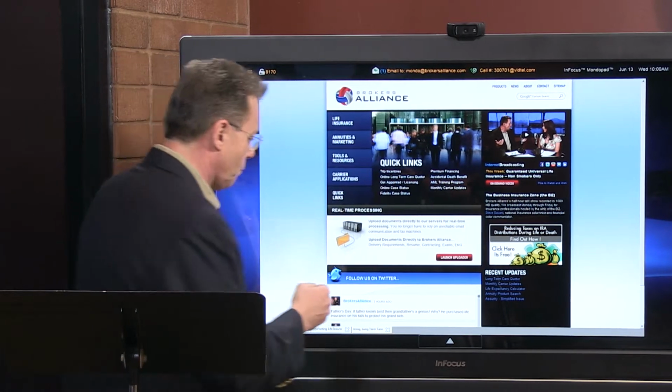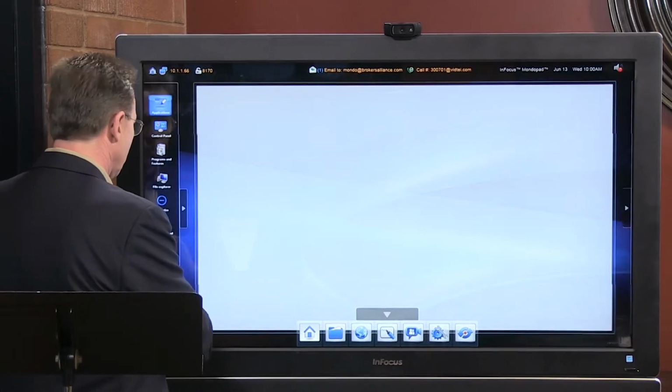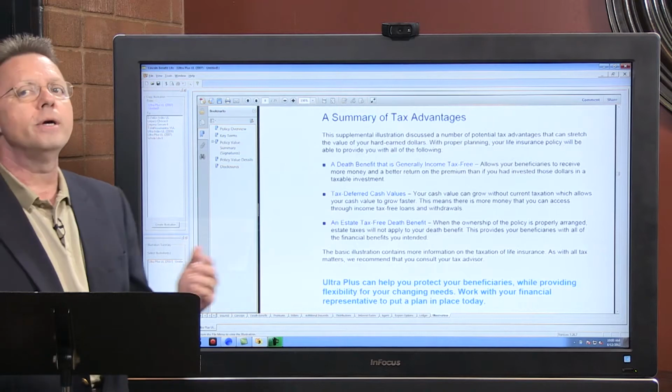Well, today we're going to hop back out onto the Lincoln Benefit software site so that we can actually look at a few things. It's kind of a continuation of yesterday.